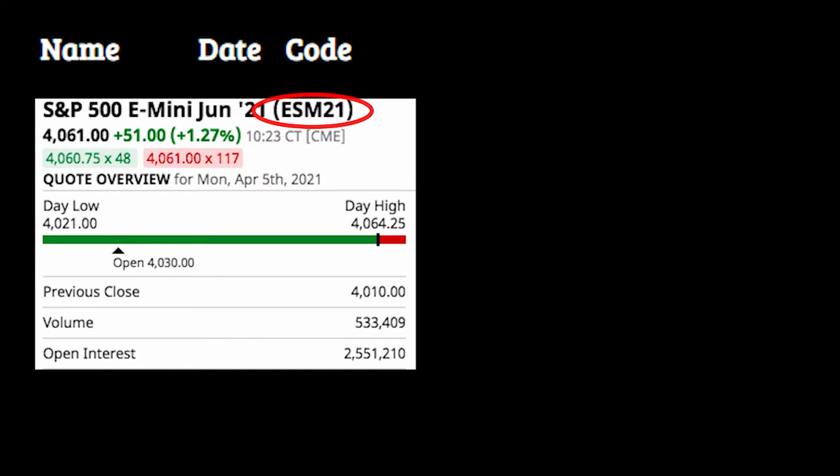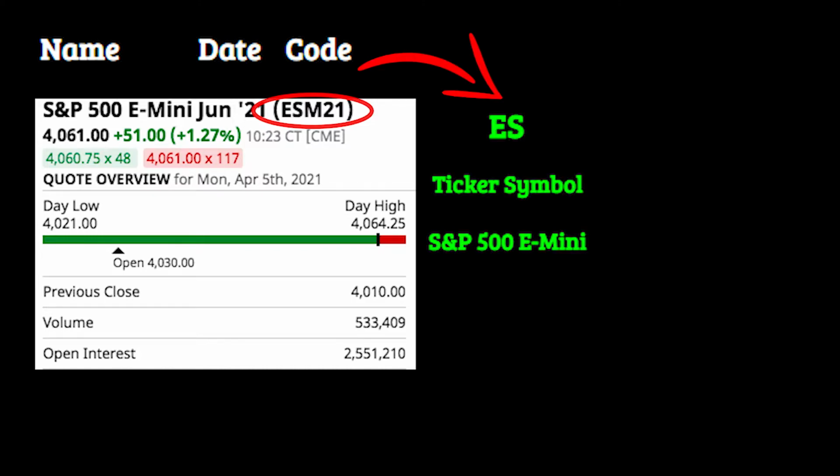It's made up of 3 parts. The first part is the ticker symbol, and the second part is the month symbol, and the third part is the year. So you can see in this particular quote, the ticker symbol is ES, which refers to S&P 500 E-mini. The month symbol is M, which refers to June, and the year is 21, which refers to 2021.